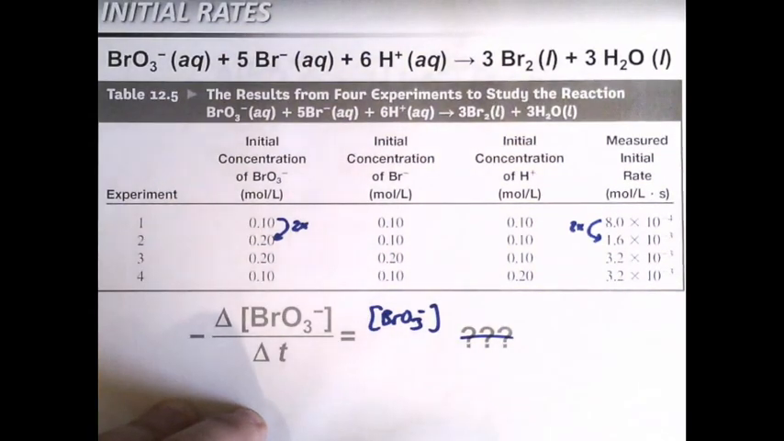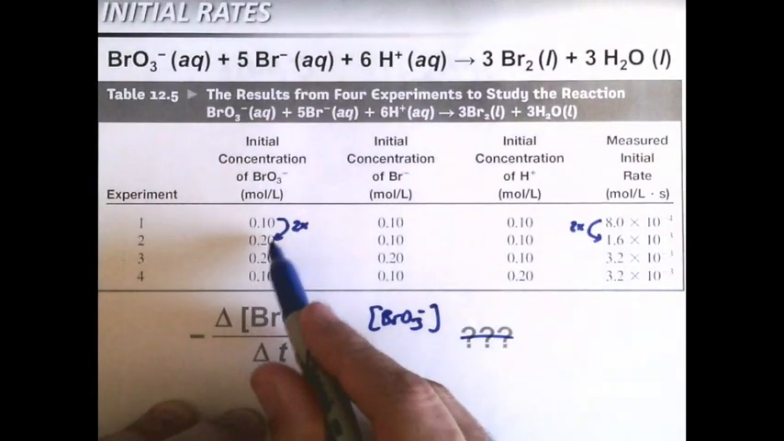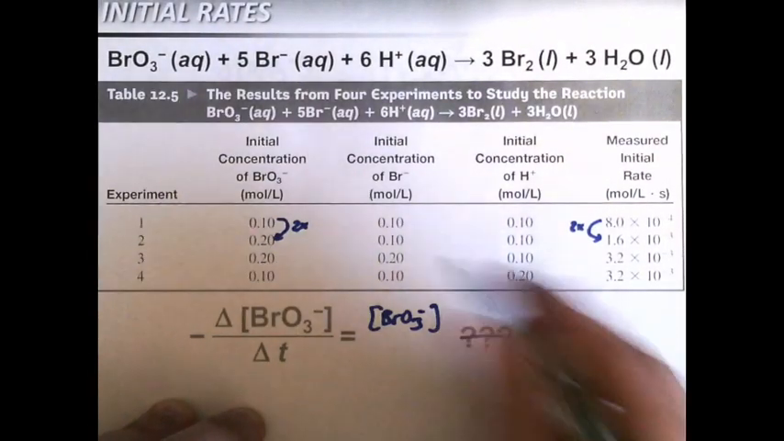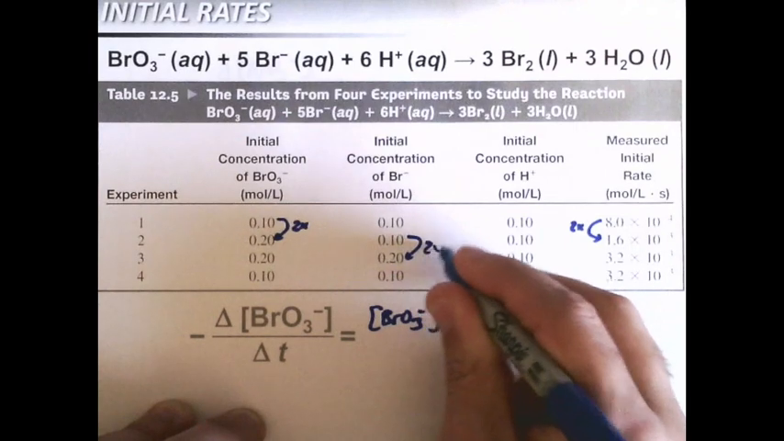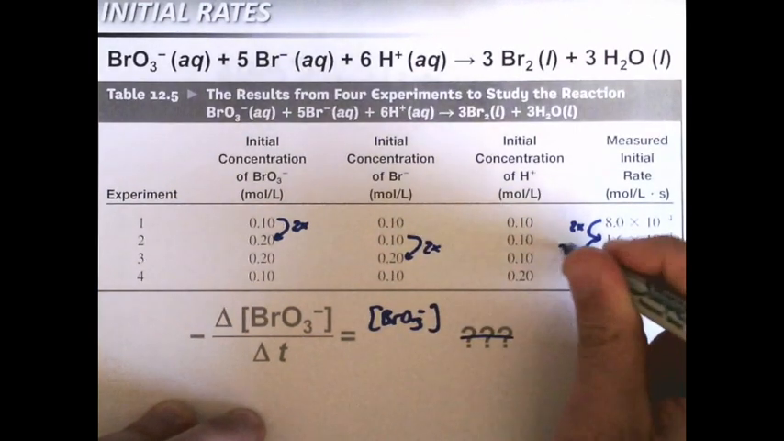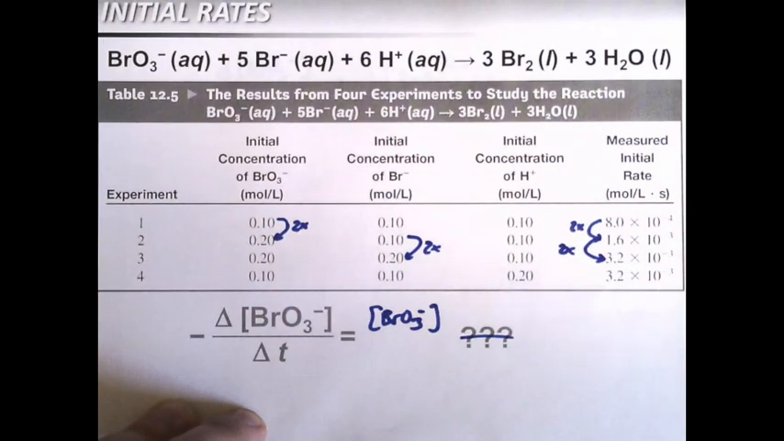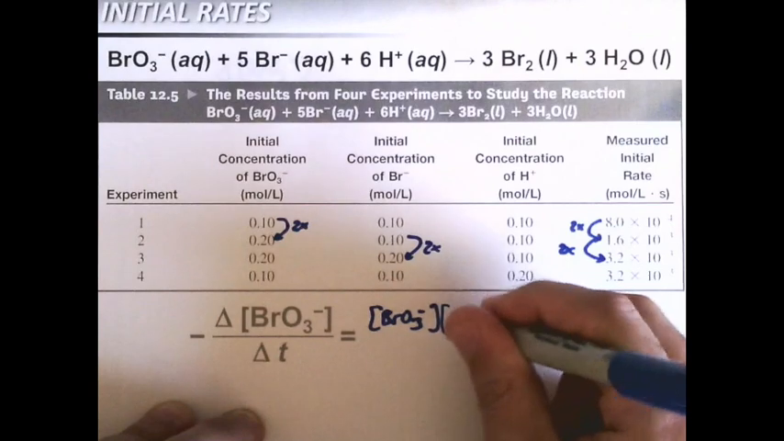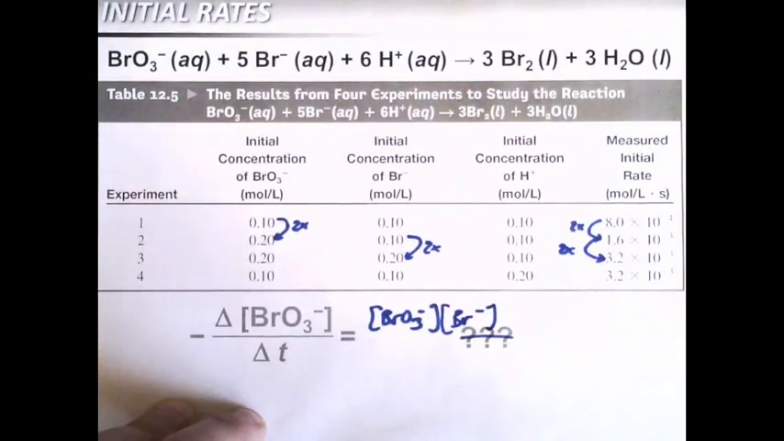I can do the same thing going between experiment 2 and experiment 3. Notice that between 2 and 3, bromate doesn't change, H+ doesn't change, but bromide does double. And again, going from experiment 2 to experiment 3, I have a doubling of the reaction rate. So by the same logic, I would expect the bromide concentration to also be first order. It's directly proportional to what I had before.